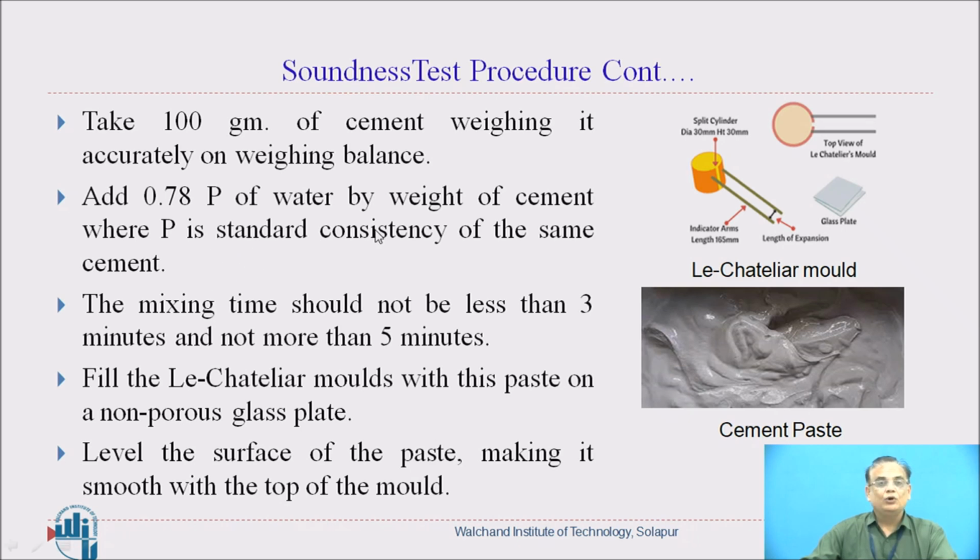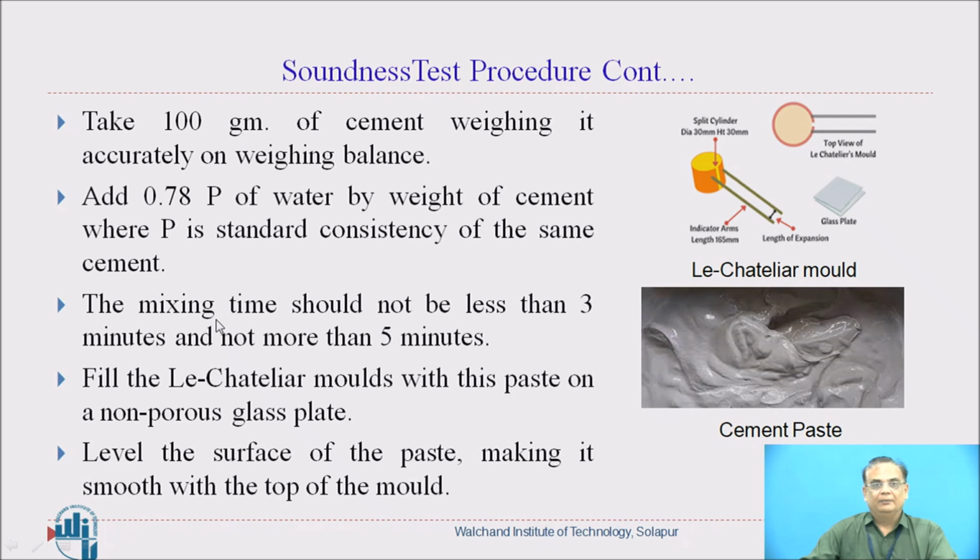Then how much amount of water is to be added? Add 0.78 times P of water by weight of cement, where P is the standard consistency of the same cement, remember. So standard consistency is the prerequisite of this particular test. So you must first find out the standard consistency of that particular cement, and then this test is to be performed, and the amount of water to be added is 0.78 times the standard consistency of that cement.